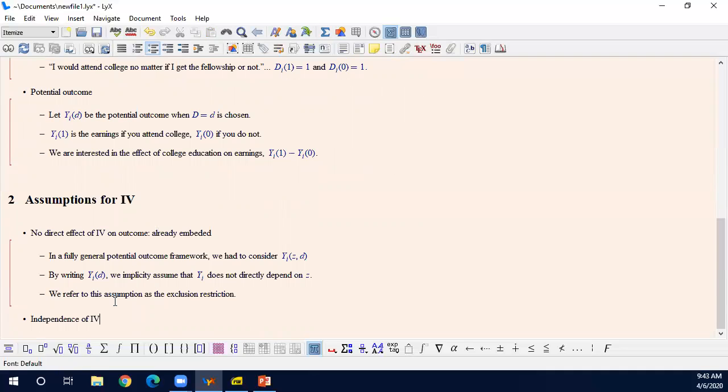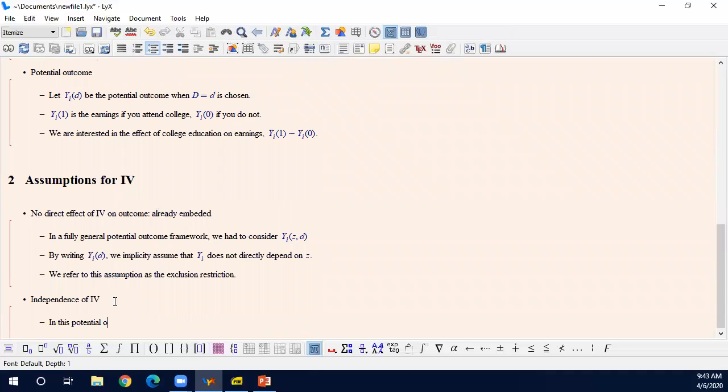And in this potential outcome setup, in the earlier models without IV, remember we required D to be independent of Y0i and Y1i. Here you may have conditional on X, but we do not consider X at this point. So anyhow, the point here is independence between D and the potential outcomes.